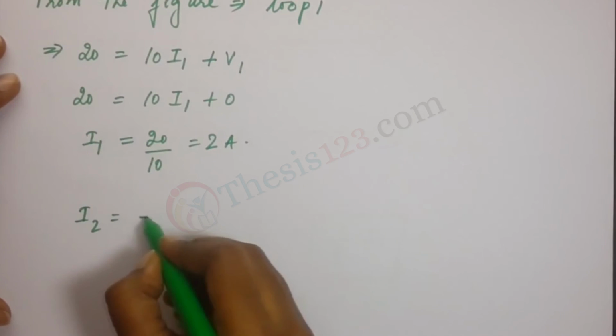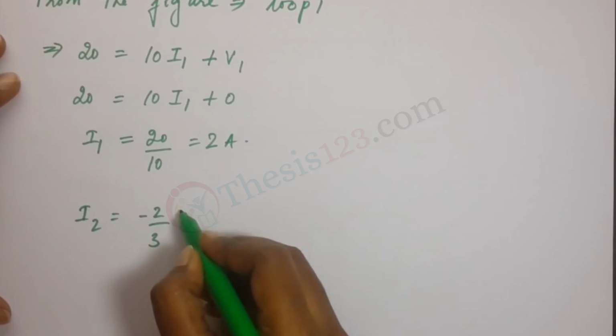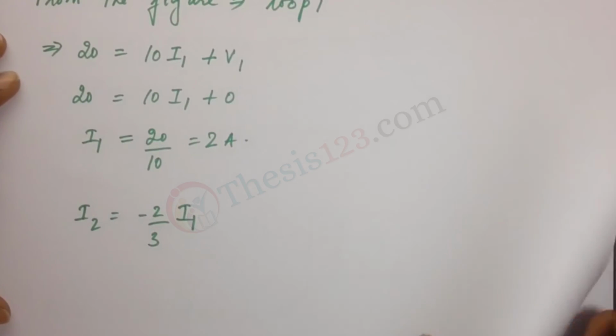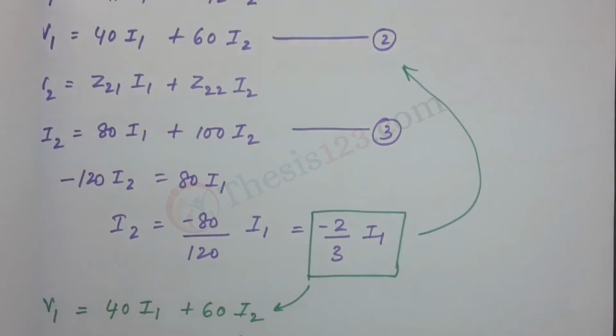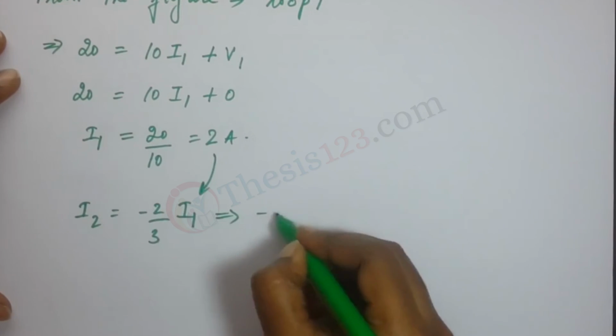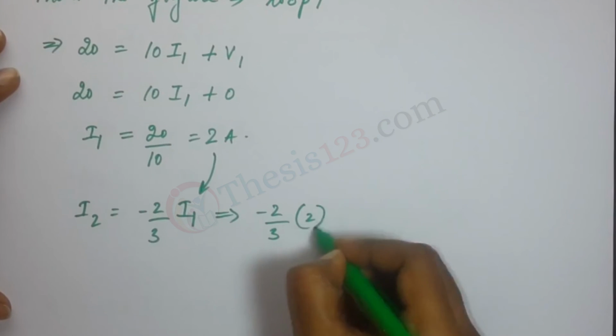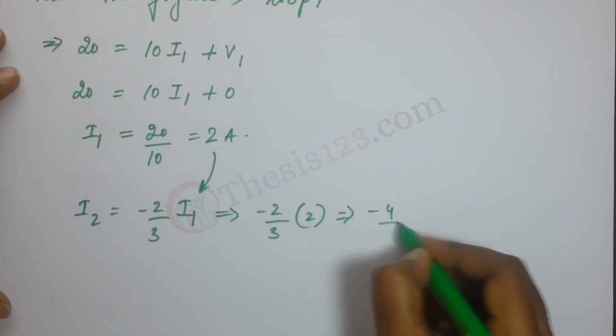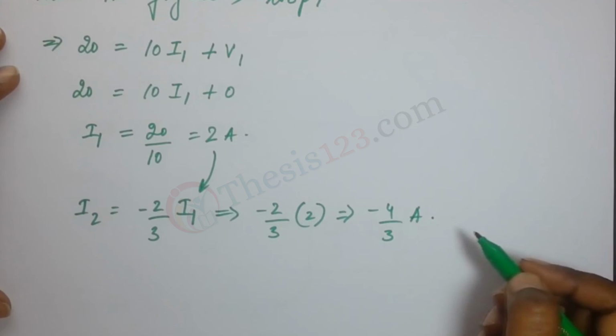Now that we have the value of I1, we can easily find the value of I2. I2 is equal to minus 2 by 3 I1. That's the relation that we found here. So let's substitute. Minus 2 by 3 into 2, which gives us minus 4 by 3 amps.